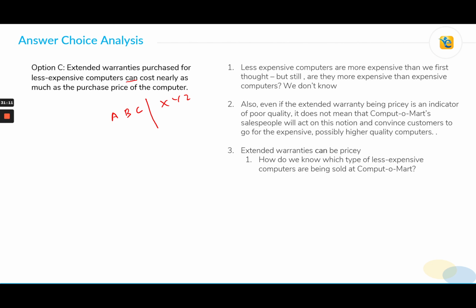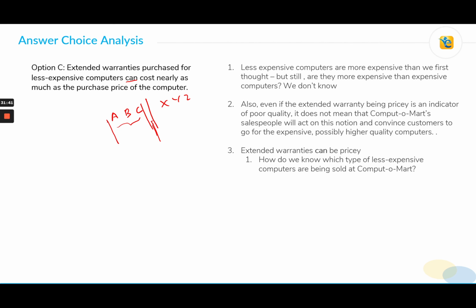What it's trying to say is, let's say in the case of A, B and C, it can cost a lot more. So it's not just the cost of buying A, B, and C. You might also incur a very high cost with regard to the extended warranty that also gets purchased. Fine, but does this necessarily weaken the conclusion? Not quite. Let's understand why. So first let's discuss why you might have chosen an option choice like this.